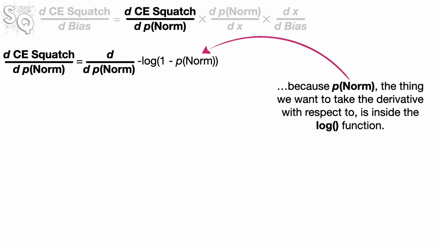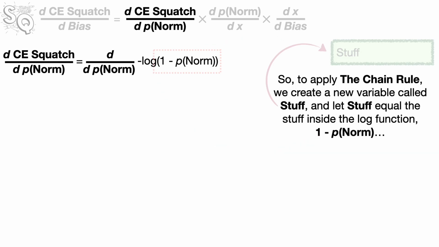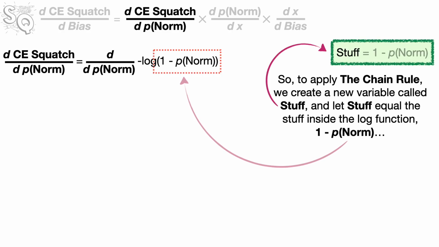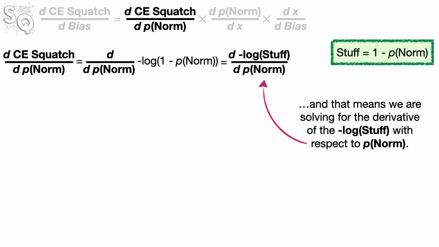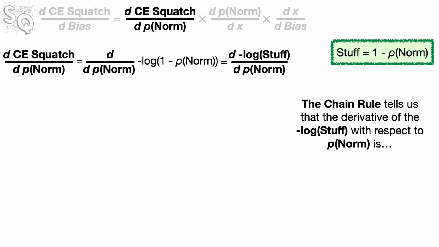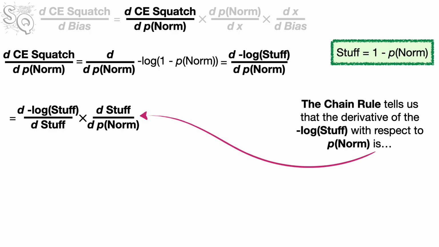Now, to solve for this derivative, we have to use the chain rule, because p norm, the thing we want to take the derivative with respect to, is inside the log function. So, to apply the chain rule, we create a new variable called stuff, and let stuff equal the stuff inside the log function, 1 minus p norm. And that means we are solving for the derivative of the negative log of stuff with respect to p norm. The chain rule tells us that the derivative of the negative log of stuff with respect to p norm is the derivative of the negative log of stuff with respect to stuff times the derivative of stuff with respect to p norm.